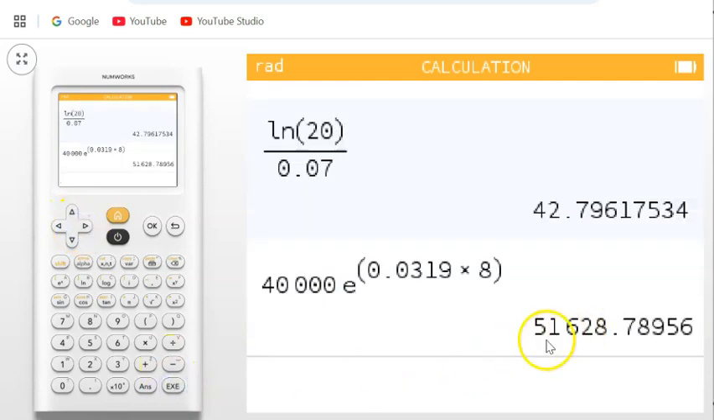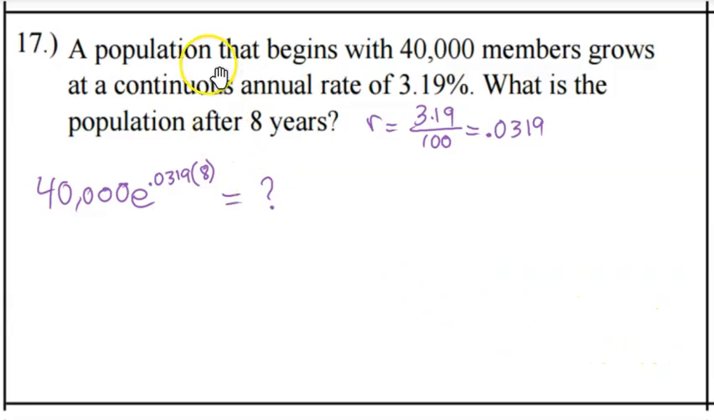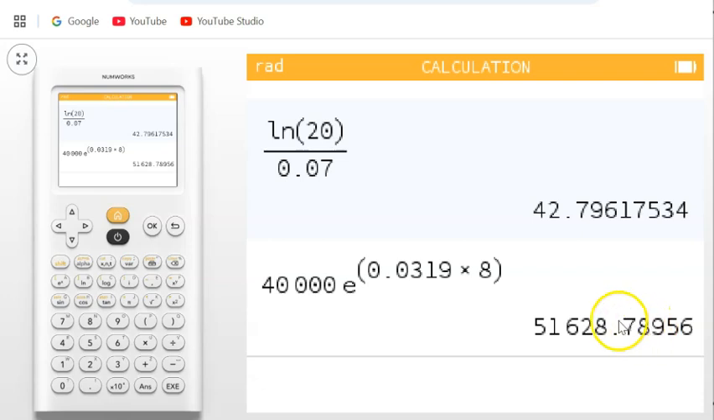And we get 51,628.79. Now listen, this is a population. Well, we don't know for sure that it's people or deer or squirrels or whatever. So we're going to go ahead and round it to 2 decimal places, but if the question tells us to round to the nearest whole number, which we often do with populations, it would be 51,629.